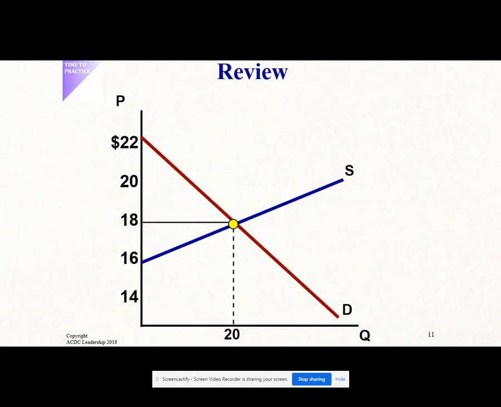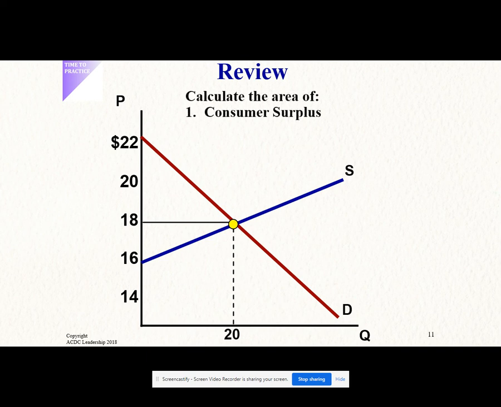All right, so let's see what we remember. In this particular model, what is the equilibrium price and quantity? $18, quantity of 20. Let's calculate consumer surplus, producer surplus, and total surplus. Take a moment and you can talk to the person next to you. Do a little scratch work. Let's take about 2 minutes and we'll see what we get.